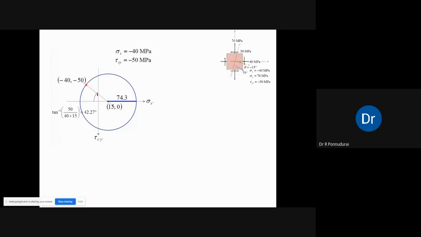So how to find this angle now? You know this coordinate. From 0 it is 50. No, sorry. Here it is 15. Up to here it is 15. From here it is 40. So 40 plus 15 will be here. This is the adjacent side. The opposite side will be 50. So you can take tan alpha. So you can get this value, 42.27 degree.